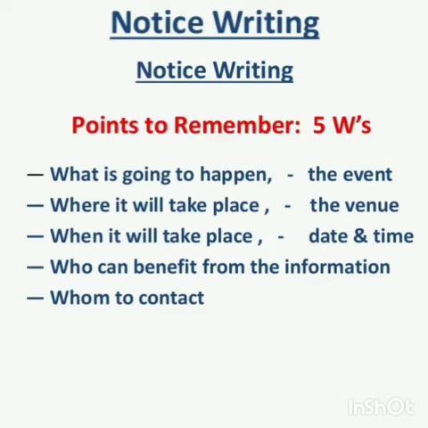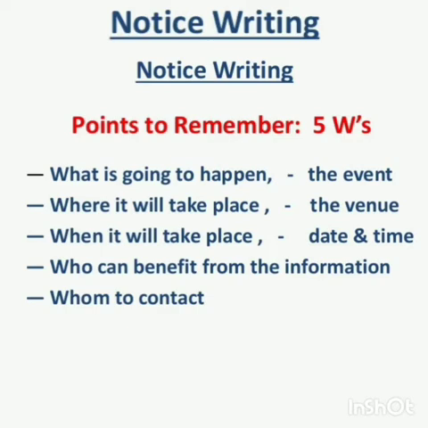That is, when you are going to give a notice, the main thing is what is going to happen. That is, what is the event which is going to happen? Where is it going to take place? That is, a place, the venue. Then when it takes place, that is, date and time should be mentioned, and who is going to benefit from the information, that is, whom you're going to convey the message to, and whom to contact. These are the 5 W's that should be mentioned.